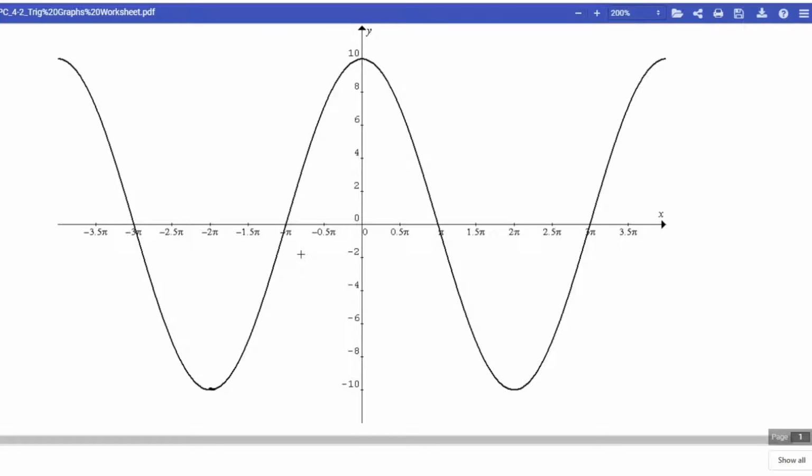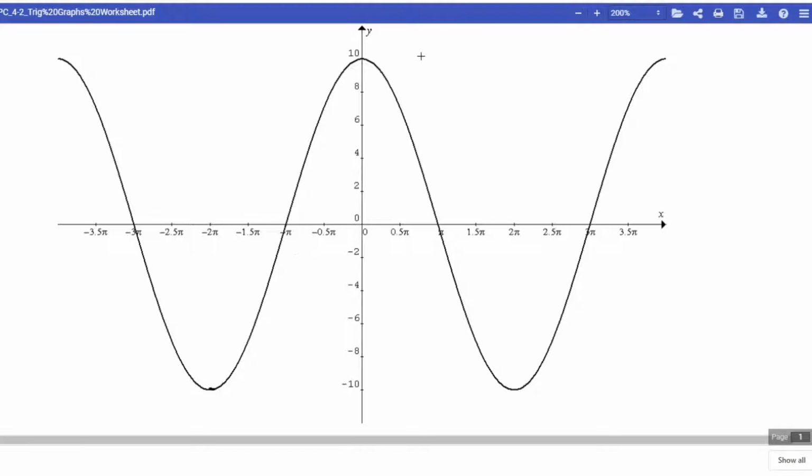Hello everyone. In this video, we're going to talk about how to write equations for trigonometric functions whose graphs we already know. So I found this worksheet online. I haven't done it before. We're going to do it together.